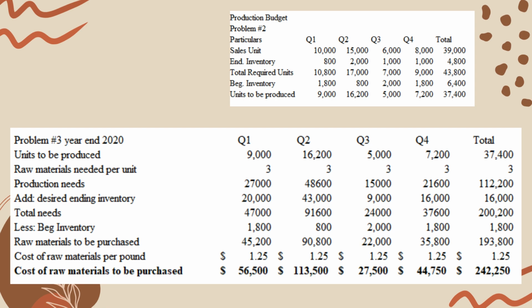For quarter two, it's $113,500. Quarter three, $27,500. And for quarter four, it's 44,750. And our direct material purchases budget for the year end 2020 is $242,250.